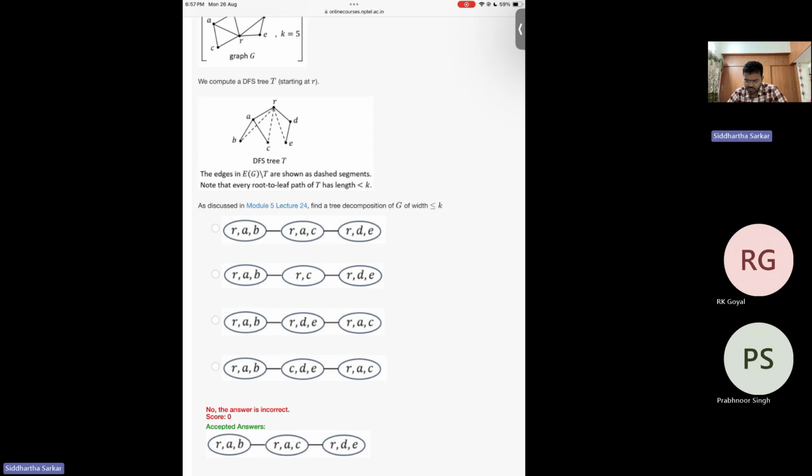Now we have to appreciate that this is a valid tree decomposition. First, is there a bag for every vertex? Yes, every vertex must appear in some root to leaf path, therefore there must be a bag for every vertex. Now, every edge should also appear in some root to leaf path, so for every edge also there is a bag. Now, for every vertex, the connectedness property should be ensured. That means all the bags that have a given vertex should be connected.